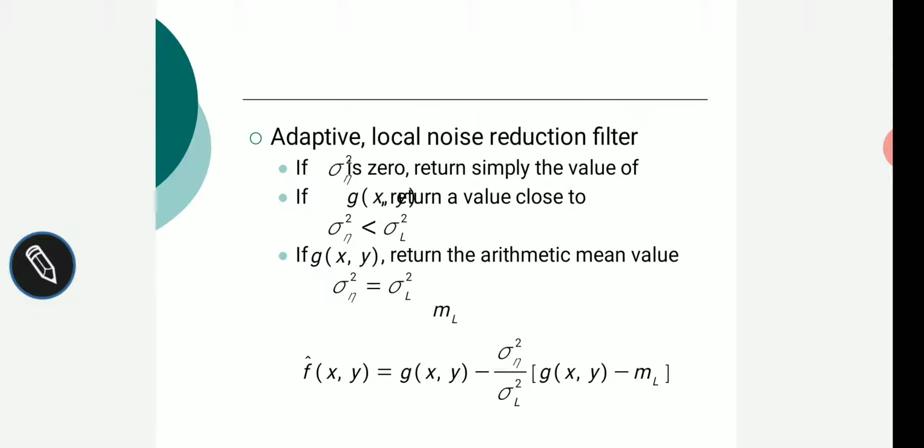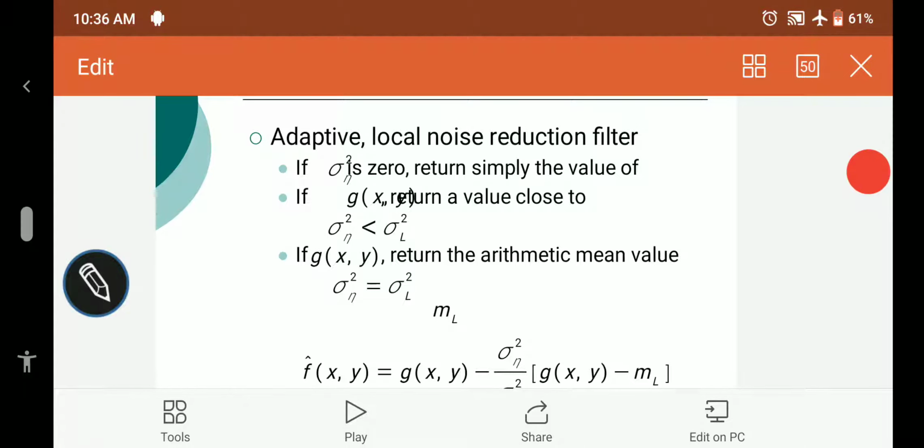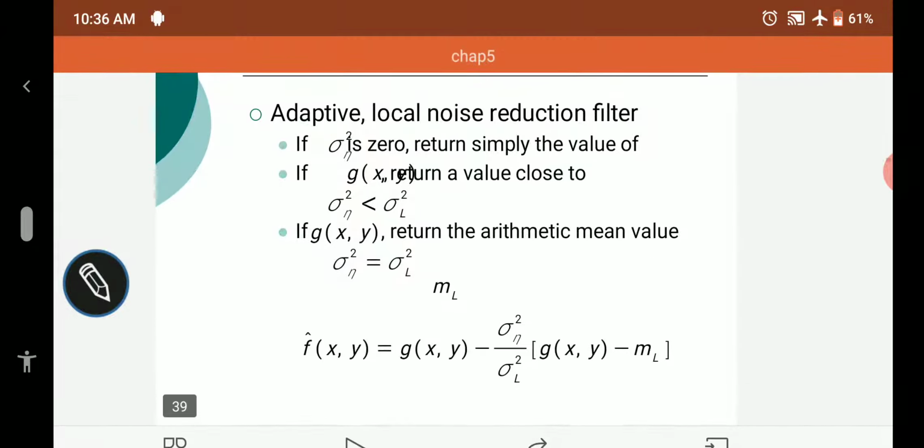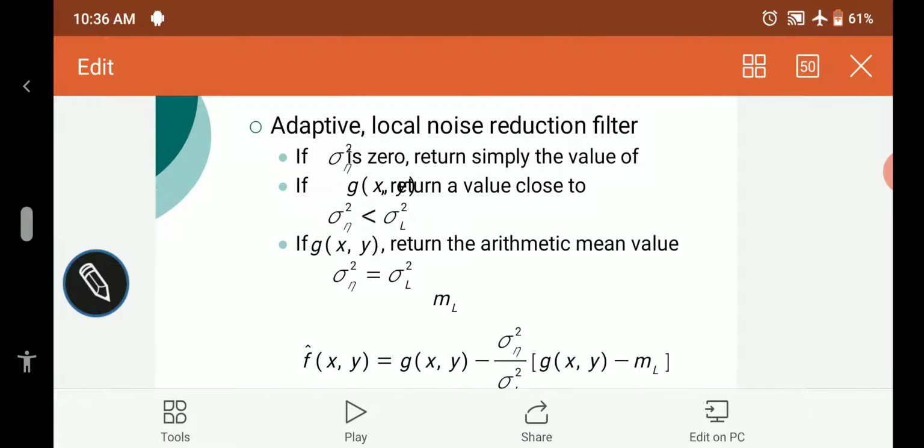Adaptive filters are capable of performance superior to that of the other filters. Now, if we take a degraded image, we assume that the degraded image is equal to the original image plus the noise. So this means that we are not considering any other degradations here. Let us see what parameters they have and how they behave.